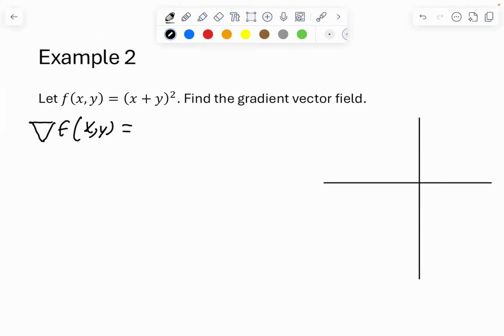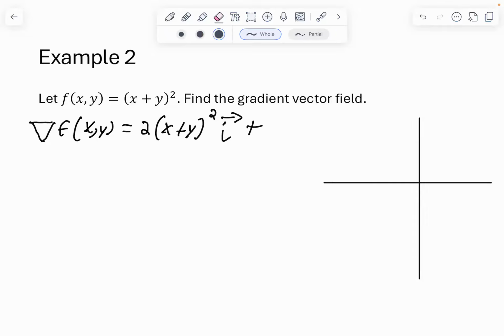And this is going to be taking the partial derivative with respect to x. This would be 2 times x plus y, times i. I should probably put that in here. Plus, for the partial derivative with respect to y, that would be 2 times x plus y. And this one is times j. Since we are indeed in R2 for this.